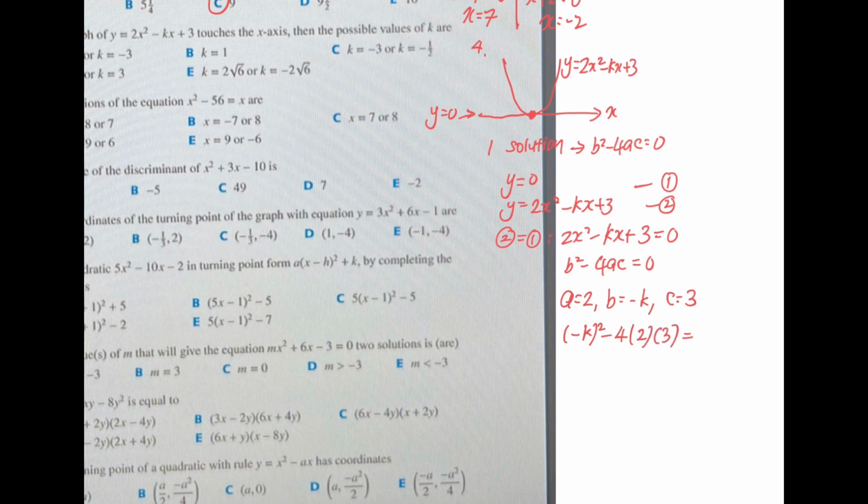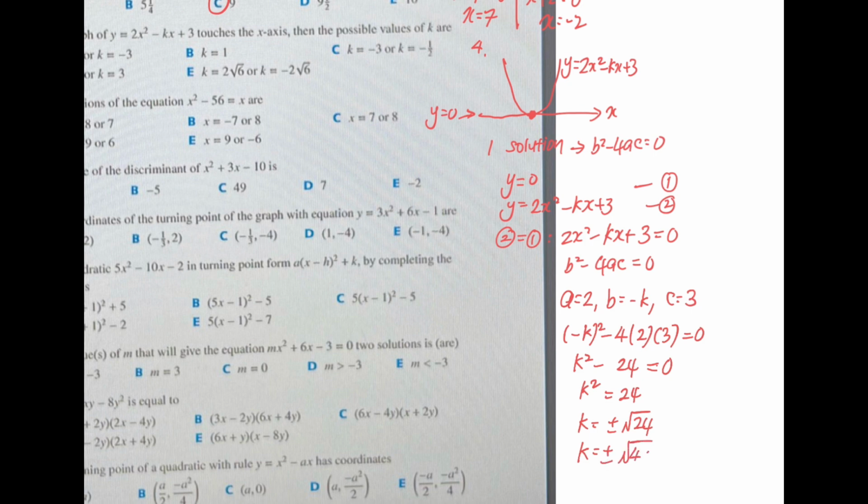b squared minus 4ac equal to 0. So k squared minus 24 equal to 0. k squared equal to 24. k equal to plus minus square root of 24.